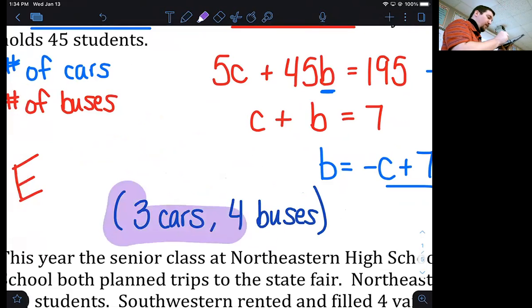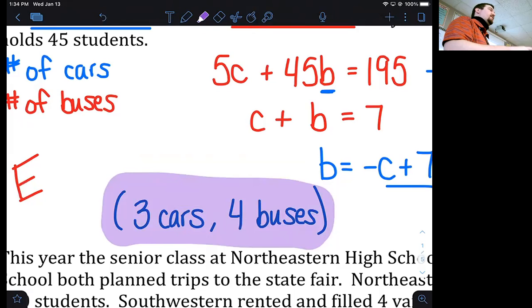And I don't care if you put 4 buses, comma, 3 cars. It really doesn't matter to me because it's a story problem and they didn't specify which had to come first. So as long as you label, I'm fine. I can figure it out.